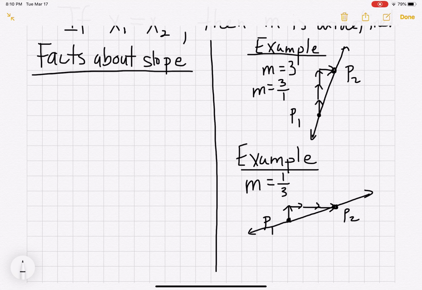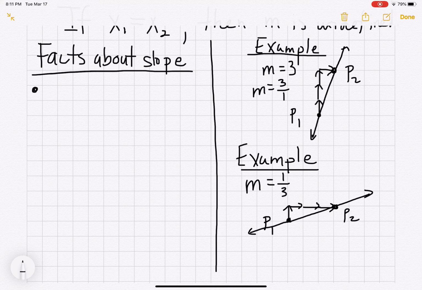So notice that both of our slopes were positive slopes, right? The first slope was 3. The second slope was 1/3. And notice how both of those lines are moving in an upward direction from left to right. So as you go from P1 to P2, the line moves in an upward direction. We call these increasing lines.